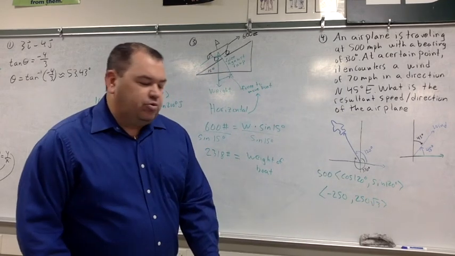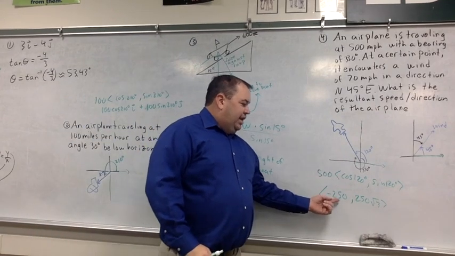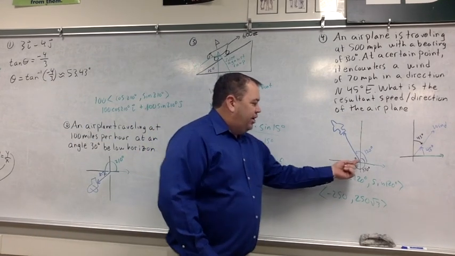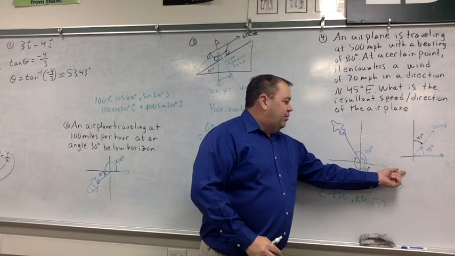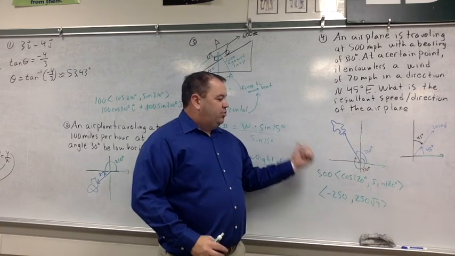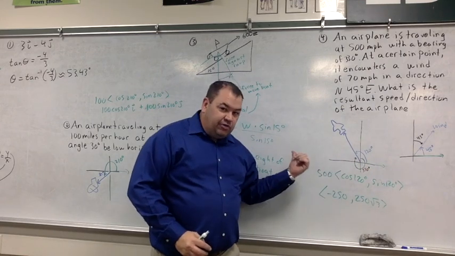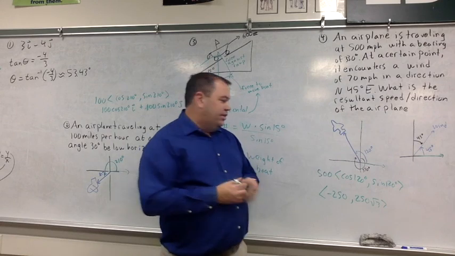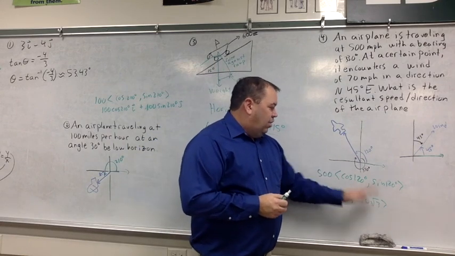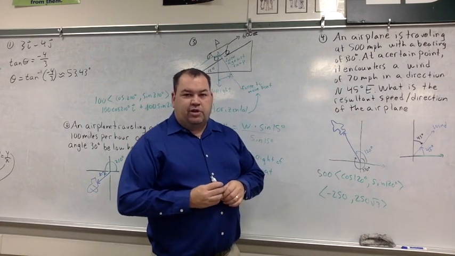Now, it might seem strange that we're going negative, but remember, x for us is positive that way, and we're actually going this way. That's why this is a negative direction. So don't let that negative throw you off. Y is positive because it's going in this direction.